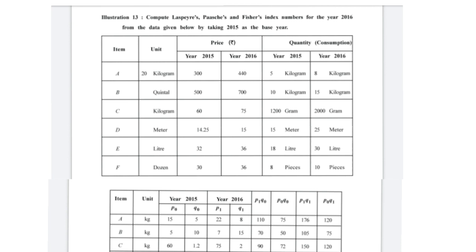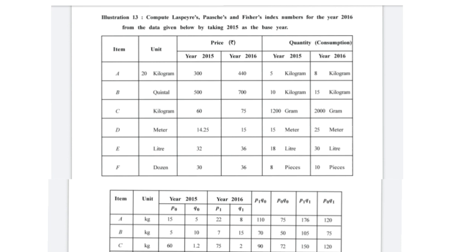So once again I can see the price amount is very much bigger. So I will divide the amount of price by 100 so that I can get the amount per kilogram. 500 upon 100 and 700 upon 100 is 5 and 7. The quantity I will keep the same. Next, item C, kilogram is given and gram is given.